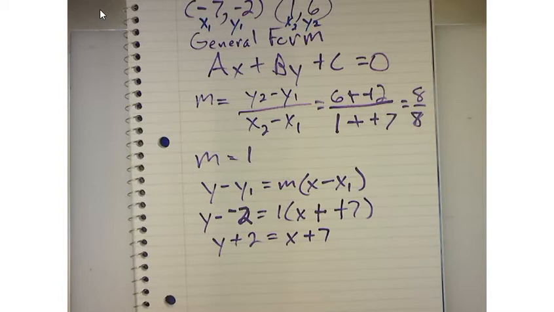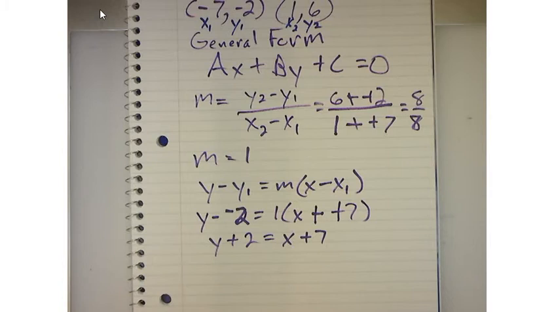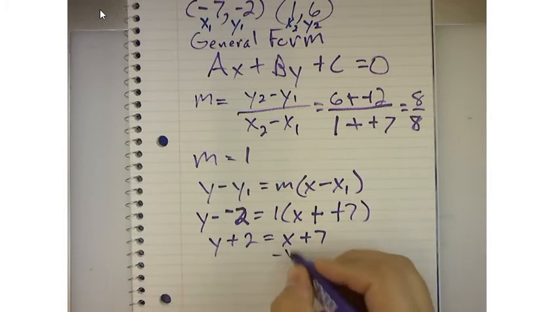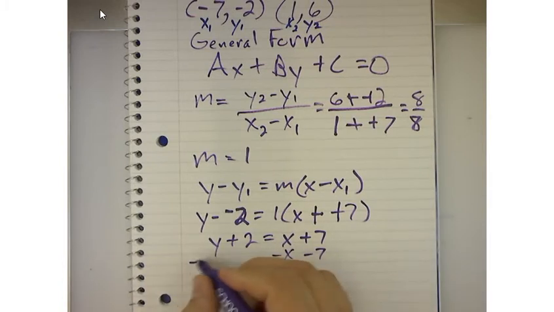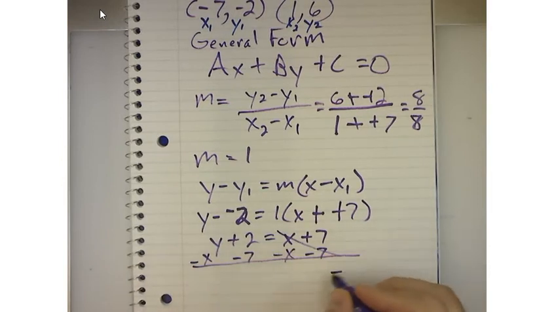Now I want to get the general form, what do I need to do? Wait for it. Oh, first hour, no one's awake. I need to solve for 0. So I'm going to move everything from this right-hand side over to the left-hand side. And I'll do it all at once. So I'm going to subtract x and then subtract 7. Subtract x, subtract 7. This cancels. I get equals 0 on the right-hand side.